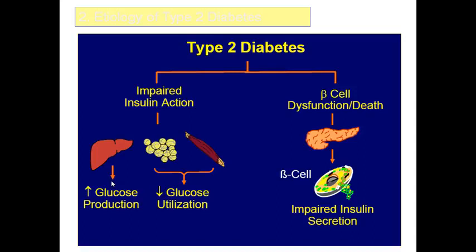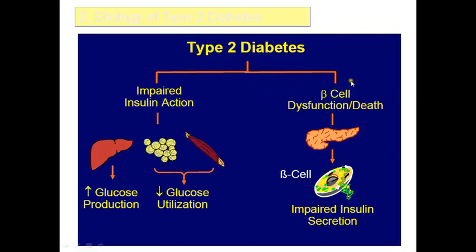So there is impaired insulin action, because of which there is decreased utilization of the glucose by the muscles and the adipose tissue, and there is increased glucose production by the liver. So this is because of the impaired insulin. The body keeps on producing the insulin, and it keeps on producing, and there are high levels of insulin.